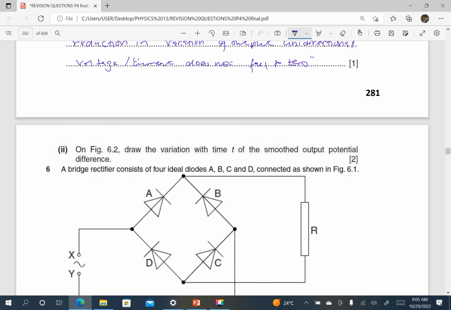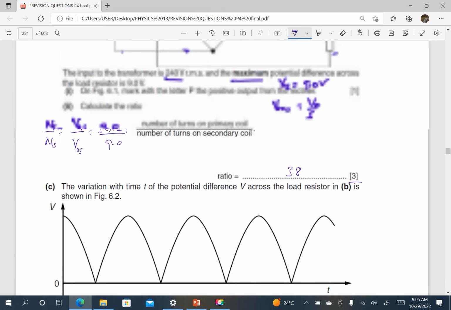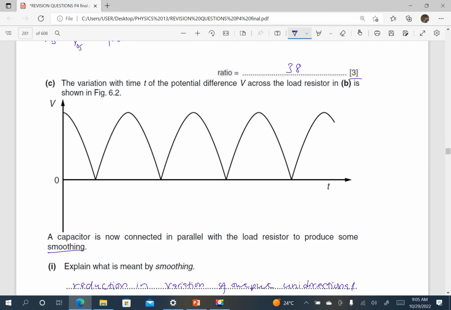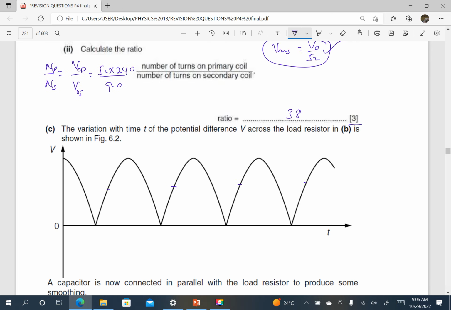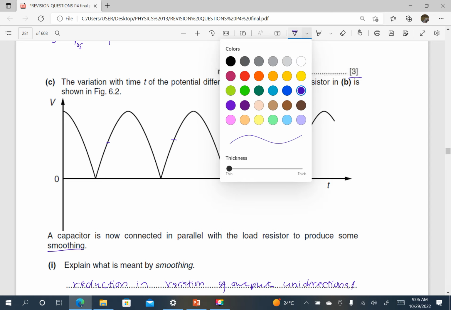Okay, on the figure, draw the variation with time t of the smoothed output potential. It was full wave, so this is full wave. Since it was full wave, I'll do a reference point where my peaks should fall to. So let's say it stops here. I will draw the fluctuation, the peaks falling to that part, let me increase the thickness.